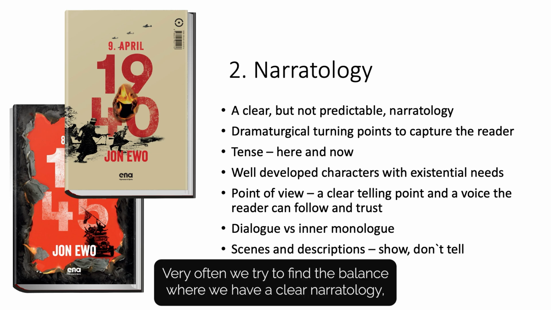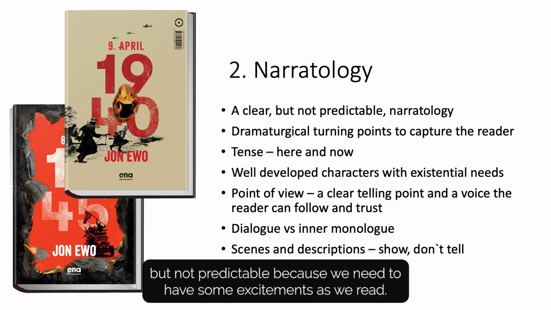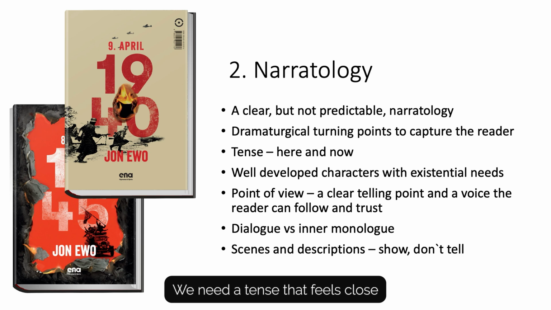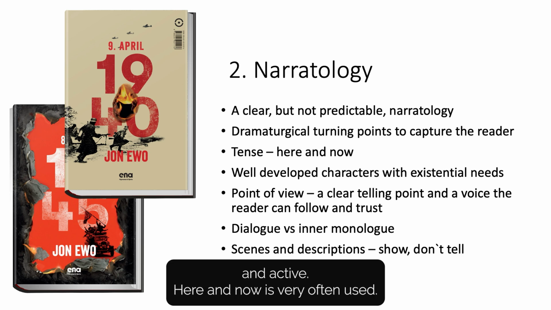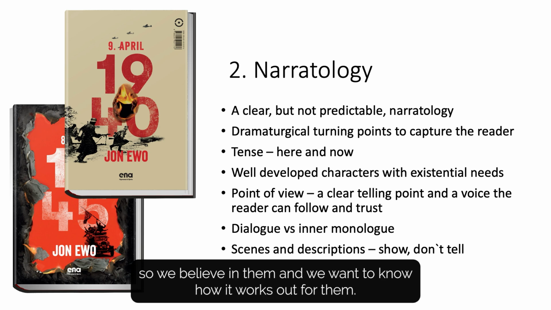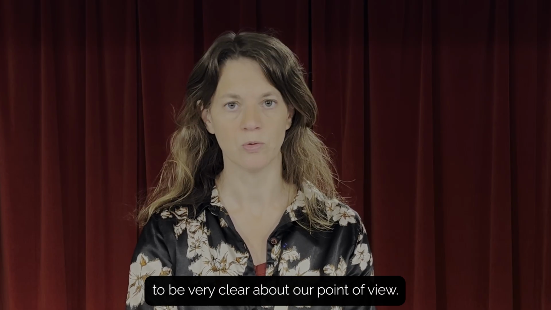Very often we try to find a balance where we have a clear narratology, but not predictable, because we need to have some excitement as we read. We need turning points to capture the reader. We need a tense that feels close and active. A here and now is very often used. We need well-developed characters, often with existential needs, so we believe in them and we want to know how it works out for them.